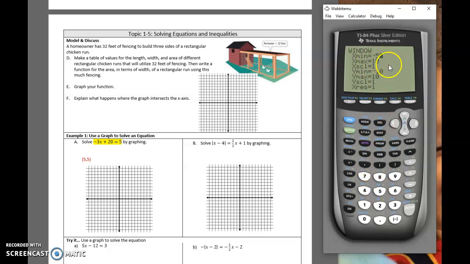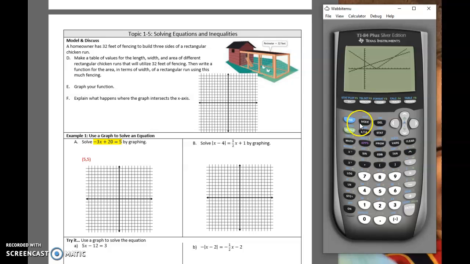And then I want to go out farther to the right though. So I'm going to do 15 and just see what that looks like. So I have all that. And then I'm going to hit graph again. And it moves the graph over. And now we can see those 2 points better.